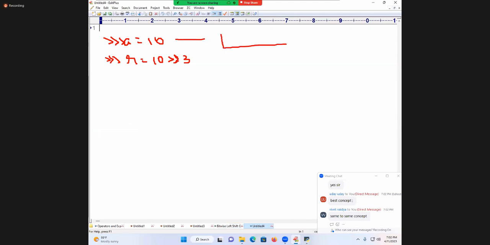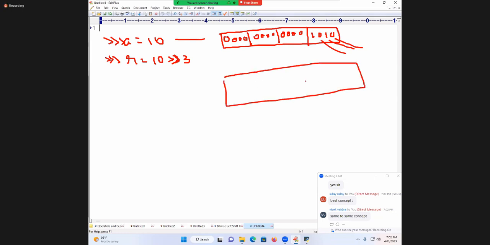How is the diagram represented here? 0, 0, 0, 0. What is next? 0, 0, 0, 0. And next is 1, 0, 1, 0. How many bits are you moving towards right? So when 3 bits are moving, what will be happening? Is it moving towards right or not? What will the diagram become, students? Tell me. So this will become 1, 0, 0, 0, 0, 0, 0, 0.